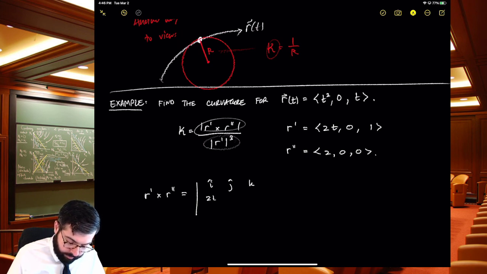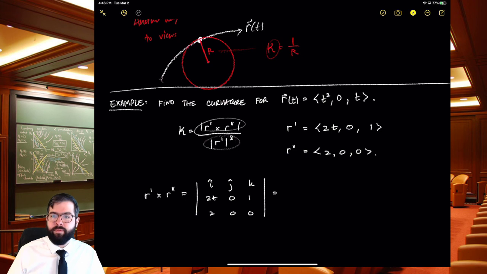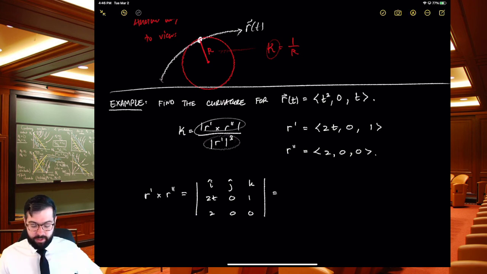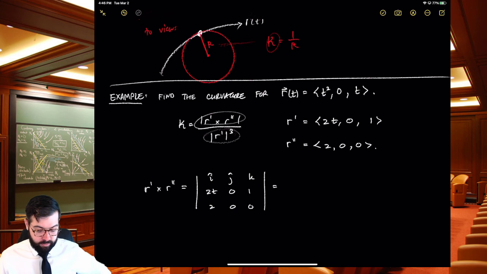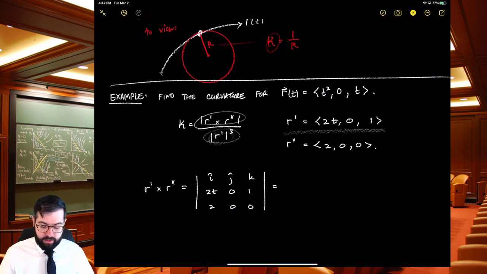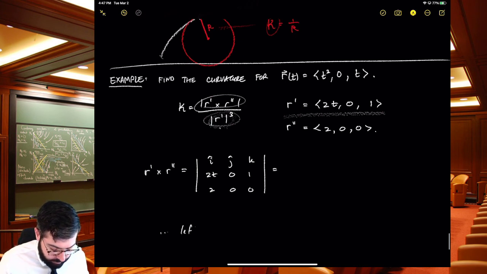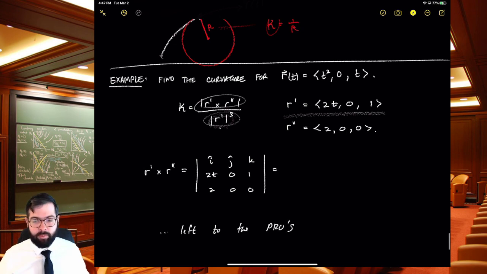Remember, does the order matter in the cross product or no? It definitely matters. So compute the cross product here, and then you've already got the tangent vector, so you're going to need the magnitude down here. And so I can leave you to that. Left to the pros. This is why we pay you guys the big bucks here. Okay?